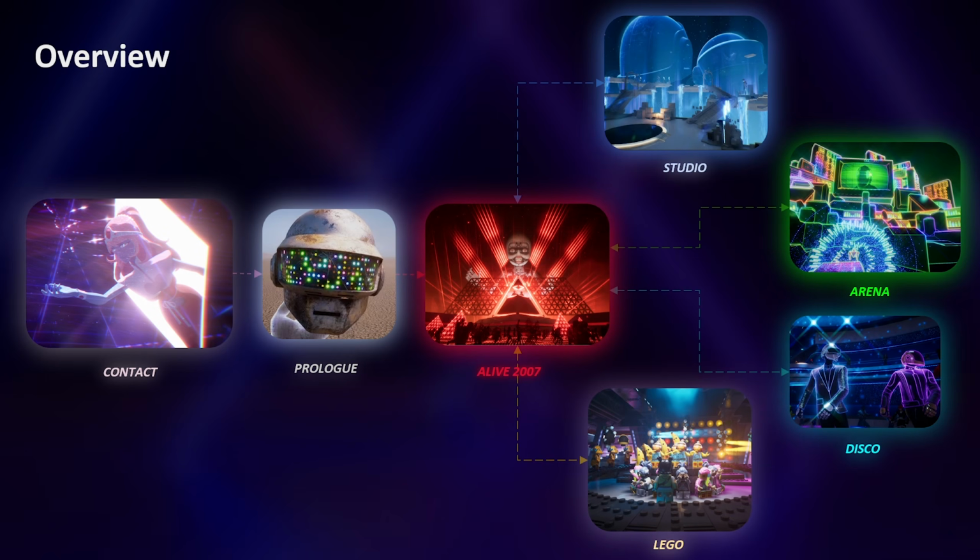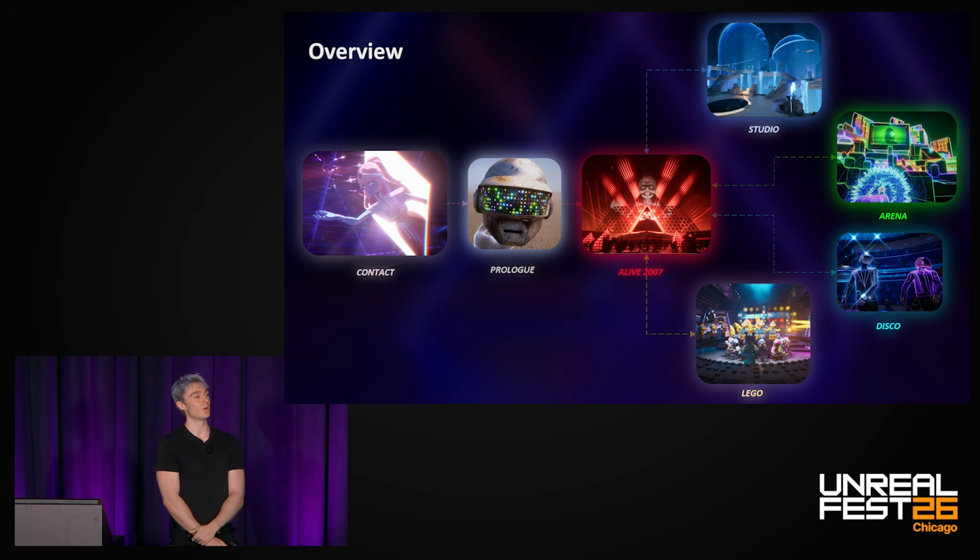So the actual experience, you start out in Contact. This is an interactive music video, your Fortnite avatar flying through space. You ultimately crash land in the prologue. You put on the band's helmet, you reconnect with them in that way. Then you walk towards this large glowing pyramid. Inside the pyramid is our recreation of Alive 2007.